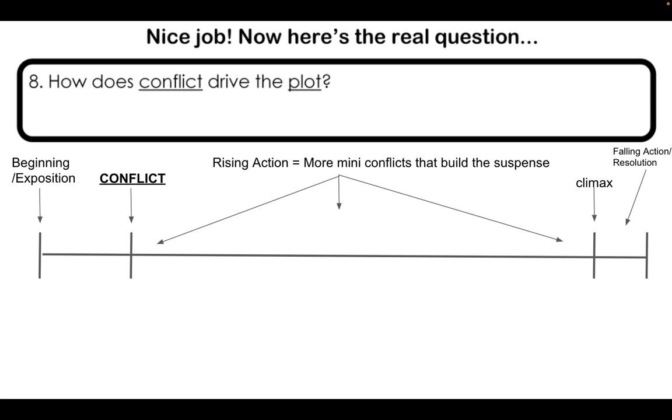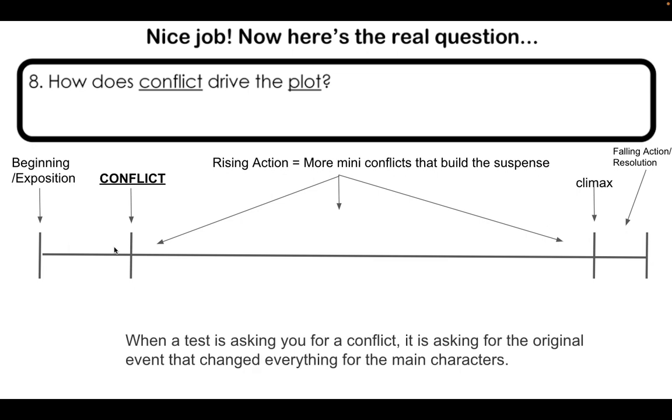When it's asking this, so if this was a movie, right, this is the beginning, and right here we have the 2 hour mark, because that's how long movies normally are. We have a main conflict right here. That is the original conflict or the original event that is changing everything for the main characters. So when a test asks you for the conflict, this is the conflict that they're talking about.